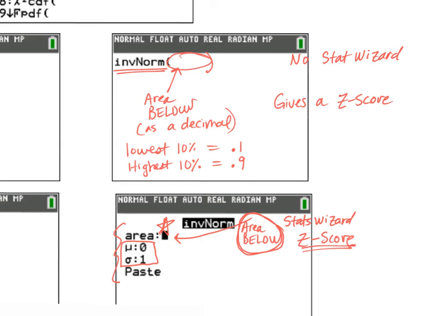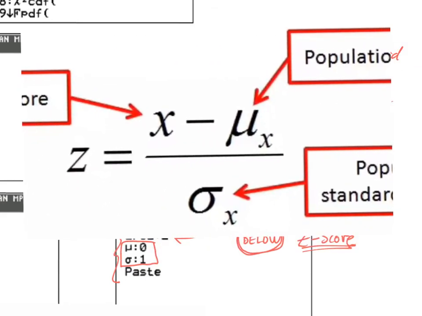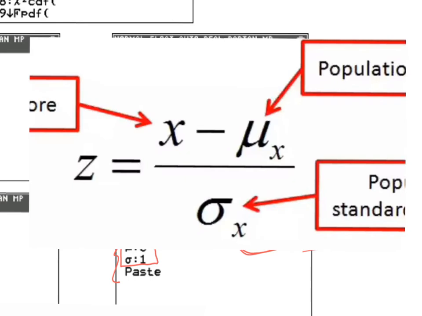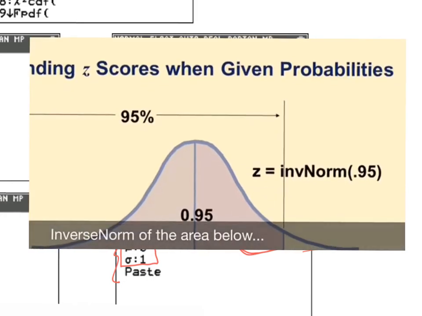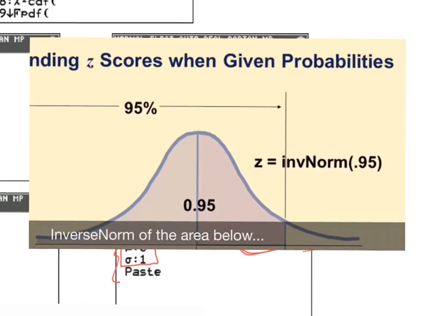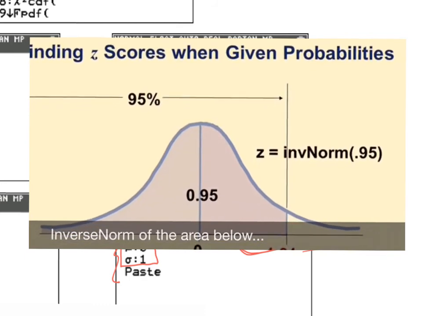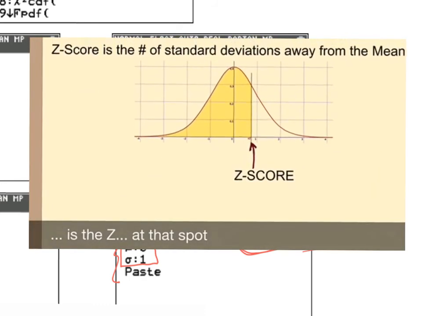Then for the second part of that, which I said we would use this week, what we get for the next part of that is inverse norm of the area below. So let's try that and see how that goes. X minus the mean over the standard deviation. Inverse norm of the area below is the z at that spot.